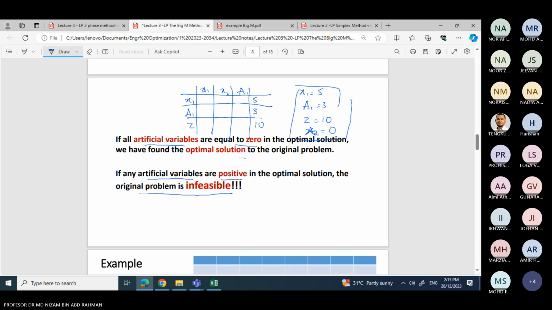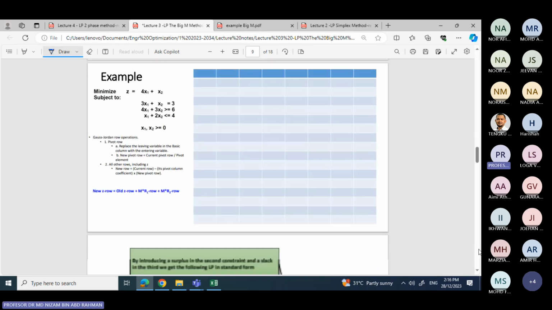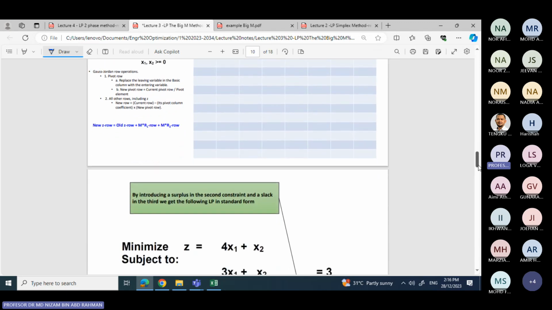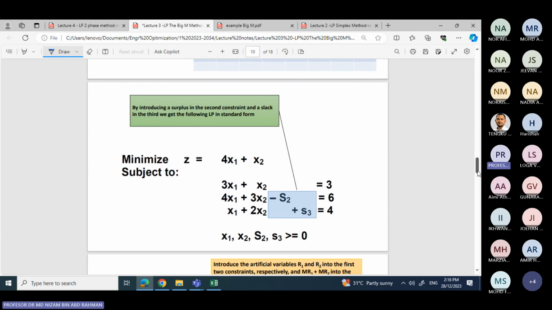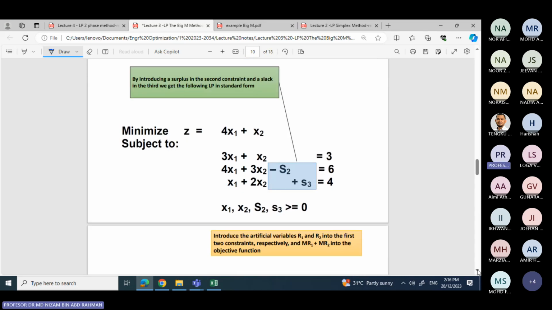All right. So let's look at how to execute the big M method. We are going to use this particular example: minimize z equals 4x1 plus x2. So there are two decision variables, x1 and x2, and the objective function is minimization, subject to the constraints. There are three constraints altogether, the first, second, and third constraint.